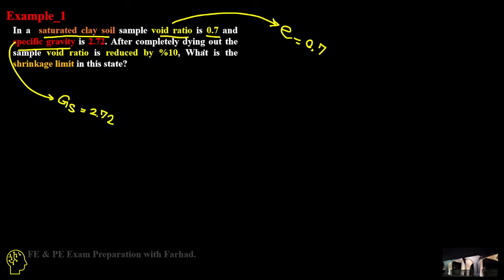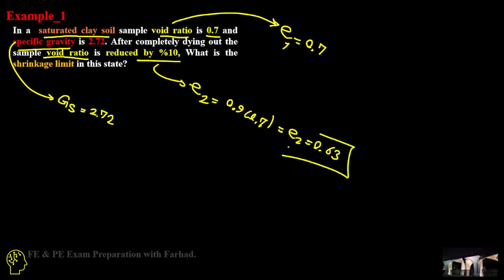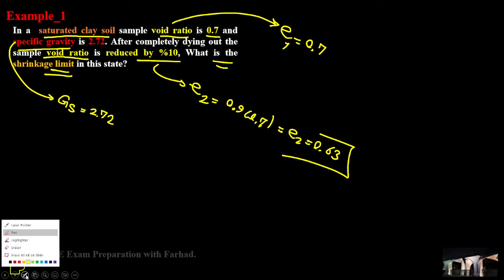If we dry the sample completely, the void ratio of the sample is reduced by 10%. So if this is E1, E2 is 90% of E1. So E2 is simply 0.9 times 0.7, which is 0.63. We want to calculate the shrinkage limit for this case. Let's see how to approach this problem.